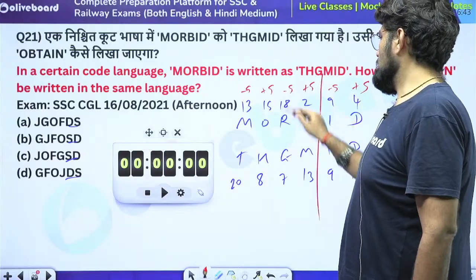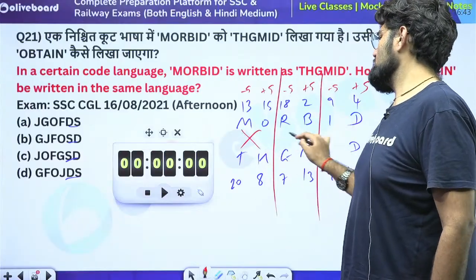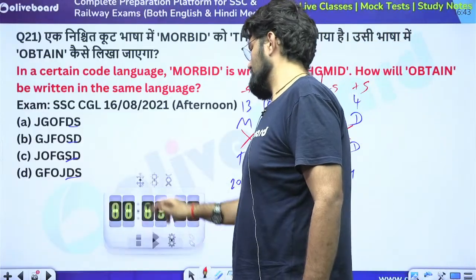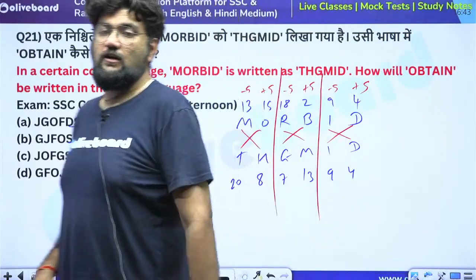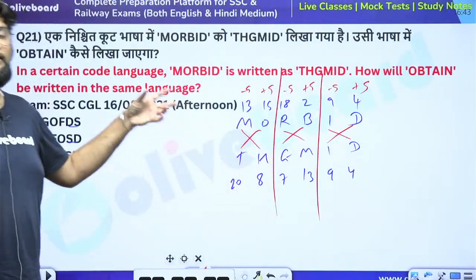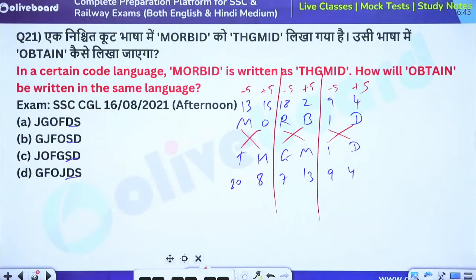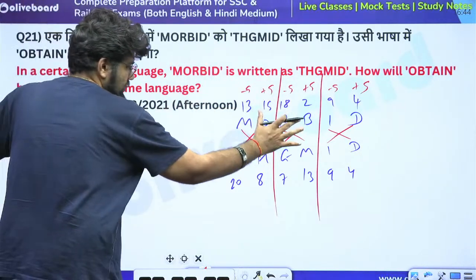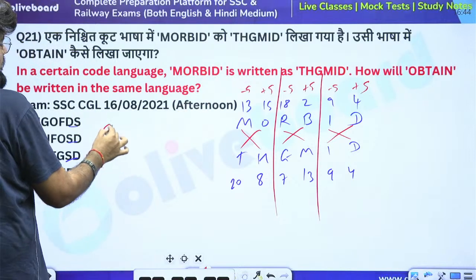So there is particularly no order, no consonant-vowel. It's just crisscross, minus 5, plus 5. This is a very favorite logic of SSC. In a lot of examinations, even in Tier 2 in CHSL, it has been asked to confuse you. Now they're asking us the code for OBTAIN. Once you've spent a good amount of time here, OBTAIN you'll have to make very quickly.